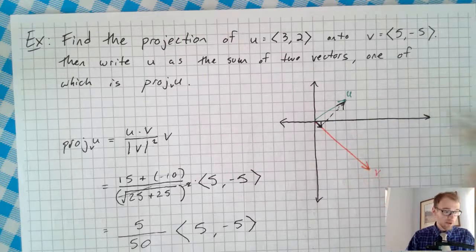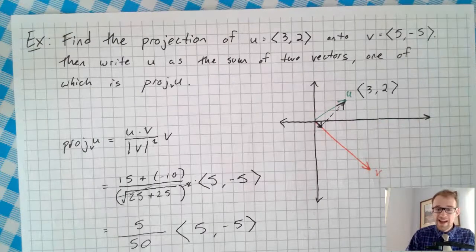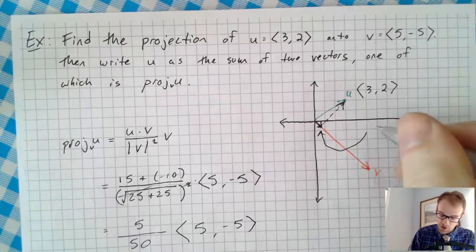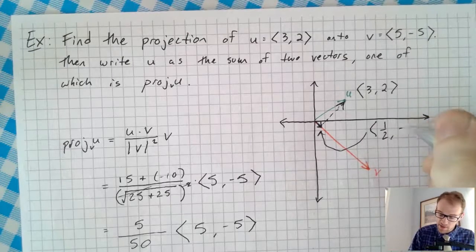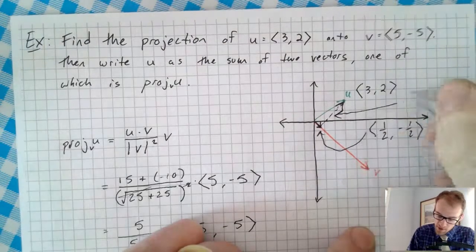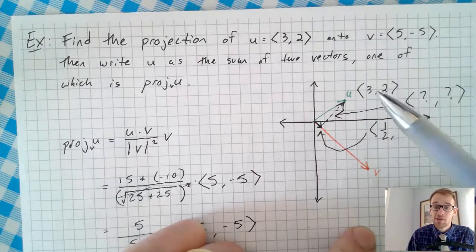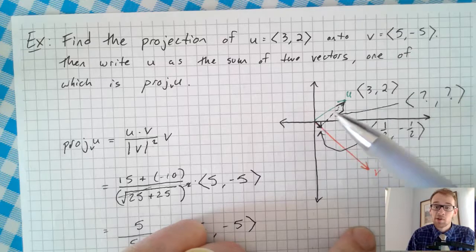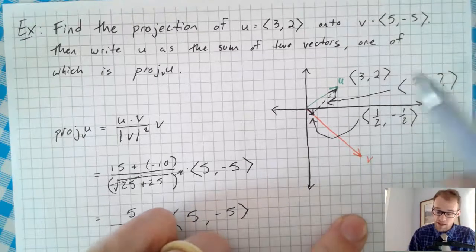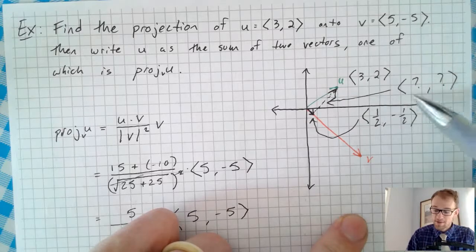I know the component form of vector u that was given to me. That's 3, 2. And now I know the component form of the projection vector. We just calculated that. 1/2, negative 1/2. And this vector here, that's my mystery vector that I don't know, that I want to know because I want to write 3, 2 as a sum of vector A plus vector B, right? I'll just call that vector A and vector B. Okay, so if A plus B equals vector u, then how am I going to find out vector B?